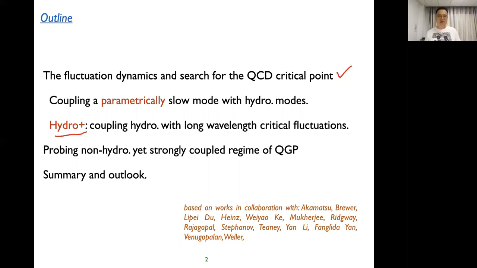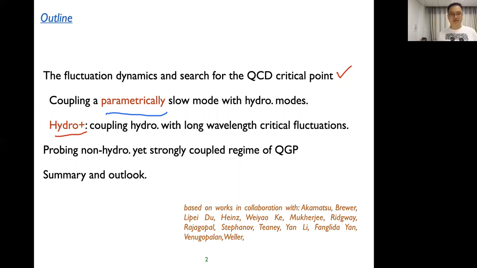But in fact, it will be very useful to first ask yourself a more general question, which is how to couple parametrically slow modes with the hydrodynamic modes. The key concept introduced here is the parametrically slow mode, and I will explain what I mean by that.